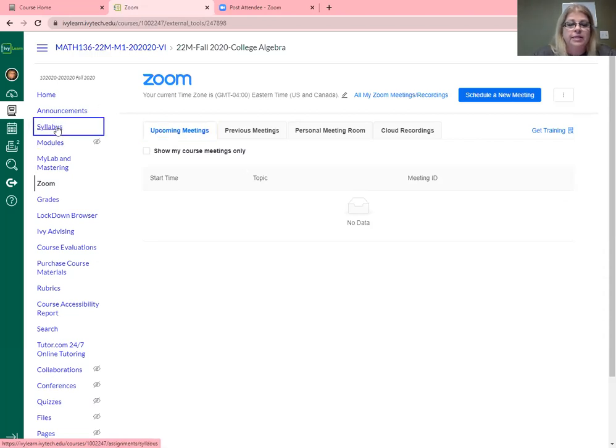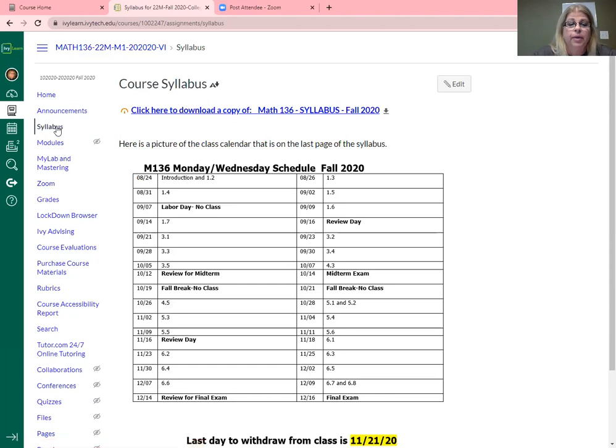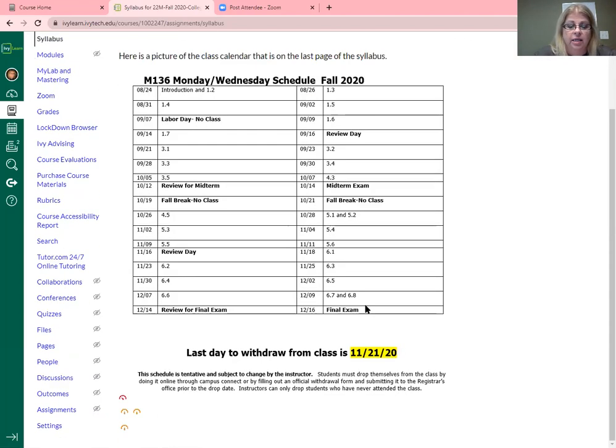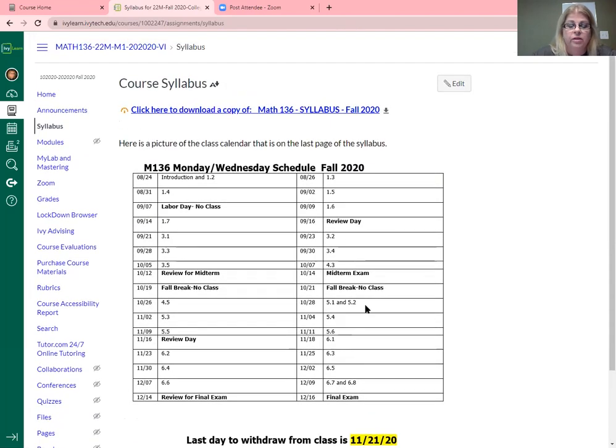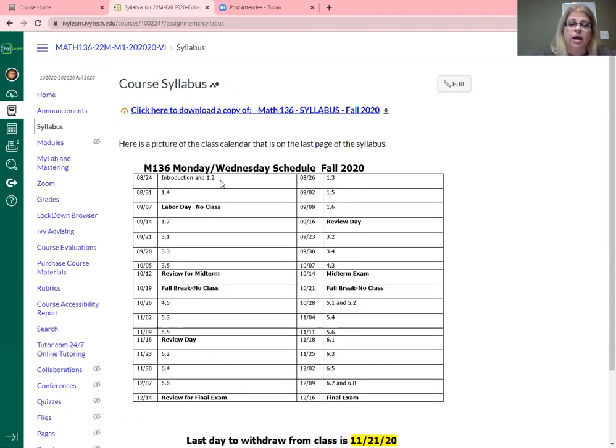But the syllabus is in here. And you can click here to download a copy of it. And then what I did is I just took a screenshot of our calendar and plopped it in right here so you can see it. So we're already a day behind, but I'm going to cover 1.2 today. And then I'm going to try to get 1.3, 1.4, and 1.5 mixed in next week if I can.